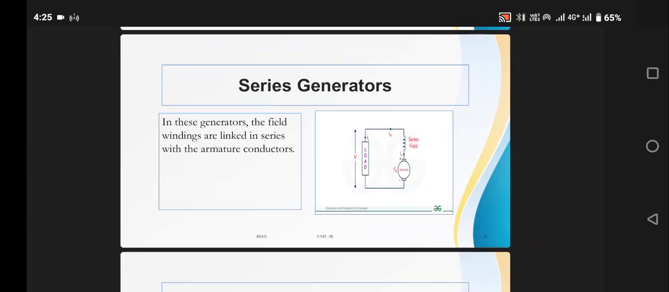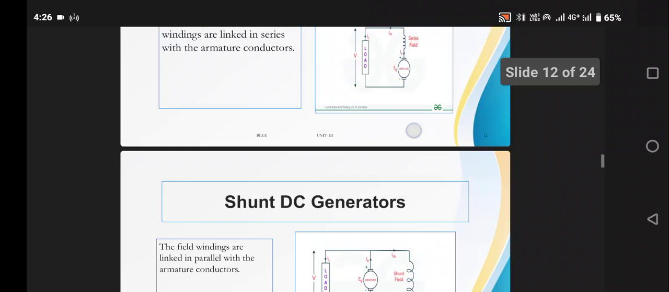What are series generators? From the name itself, the field windings and the armature windings are connected in series with each other. In series generators, the number of windings in the field is small, but the thickness of the windings is high.